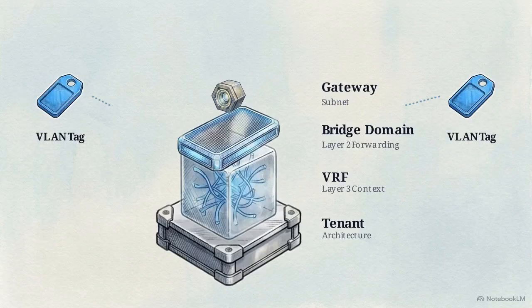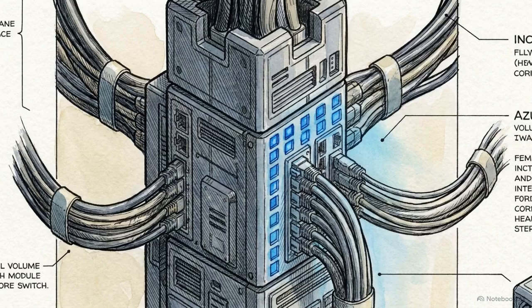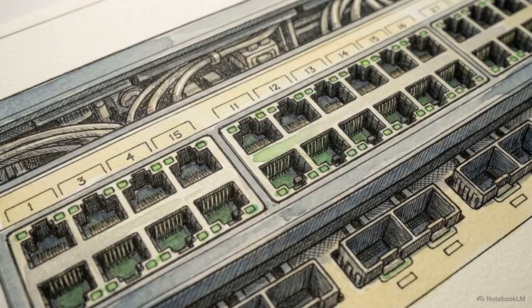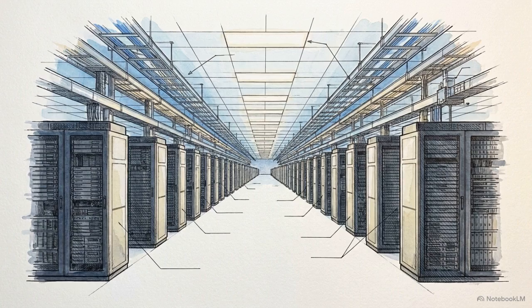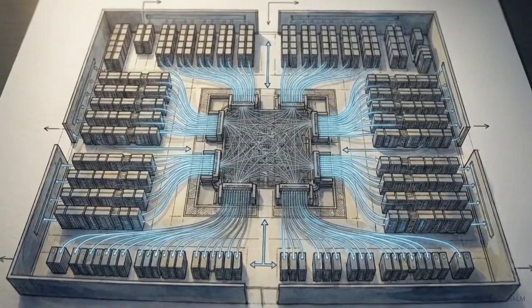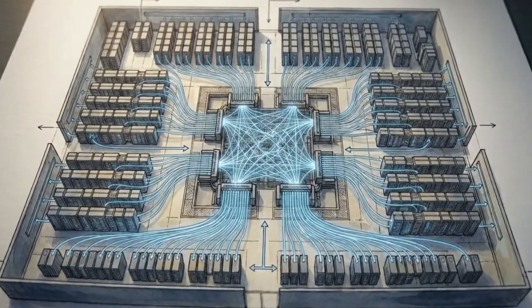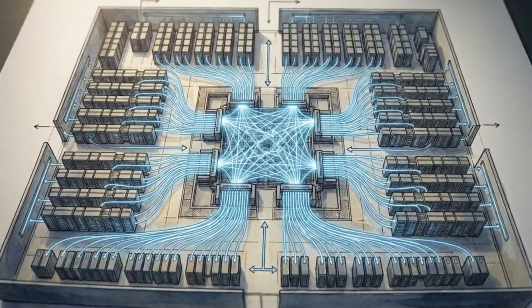VLANs are now merely edge identifiers sitting at the fabric's perimeter, acting as simple tags to classify traffic as it enters. Once that traffic is inside, the bridge domain takes over the internal forwarding work. It handles the routing lookups and broadcast traffic, scaling across the entire fabric without the strict numerical limitations of traditional VLANs. Elevating Layer 2 control from perimeter VLAN tags to a centralized bridge domain resolves the scaling constraints that restrict legacy networks.